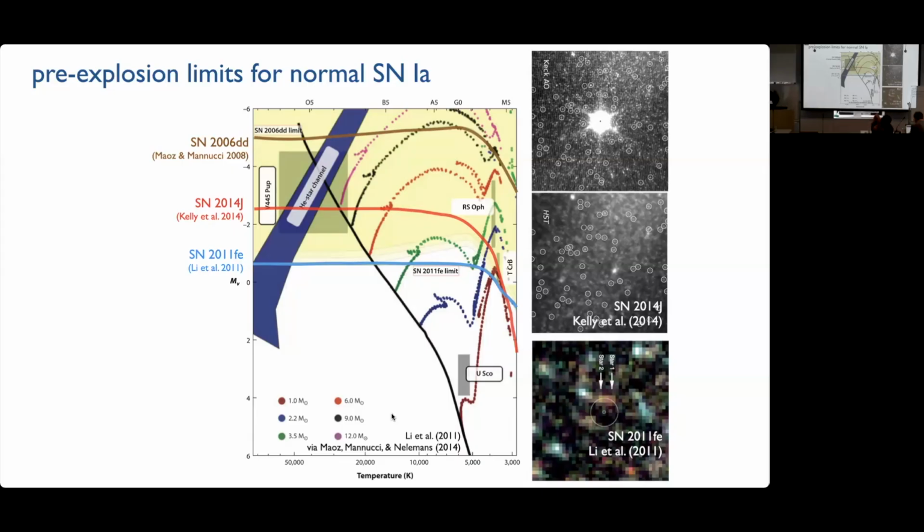But no one has seen the red giant that should be the most common thing in that single degenerate standard scenario. I realized the bottom axis was temperature, ignore me. This is just an HR diagram, yeah.